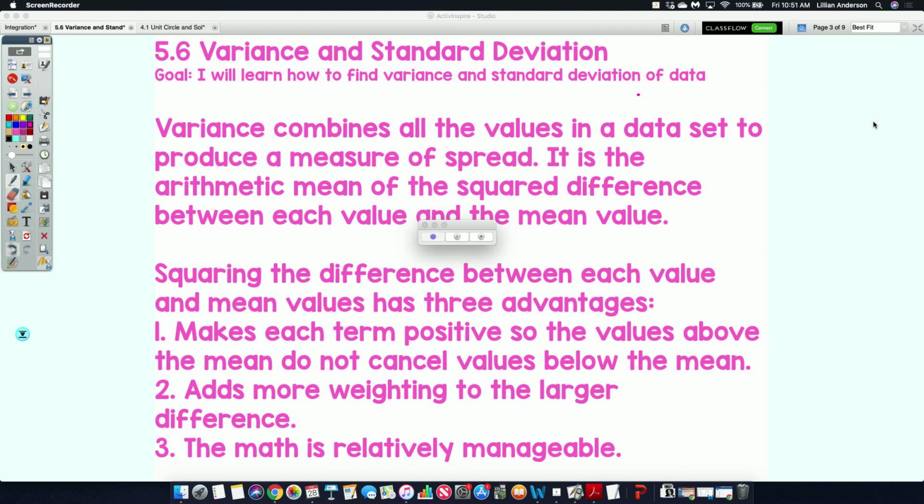Also, it adds more weight to any large differences. So let's say that one of your values was really small, and when you subtracted, it gave you a really large number. Well, you're squaring a larger number. But by squaring other smaller differences, it pretty much makes things a little bit more even. And then of course it makes the math relatively manageable because now we're only dealing with positive numbers and not negative numbers.